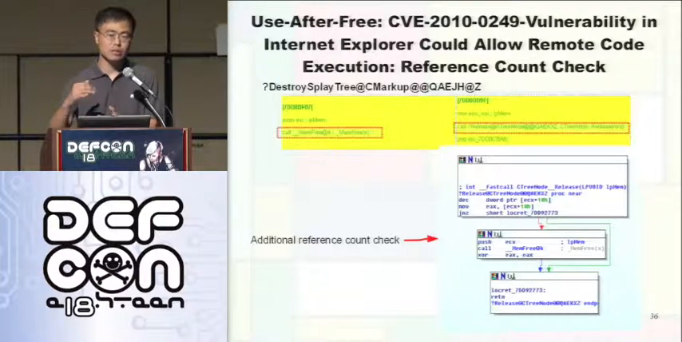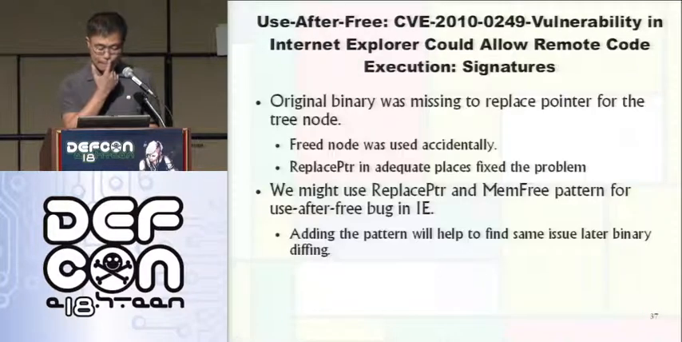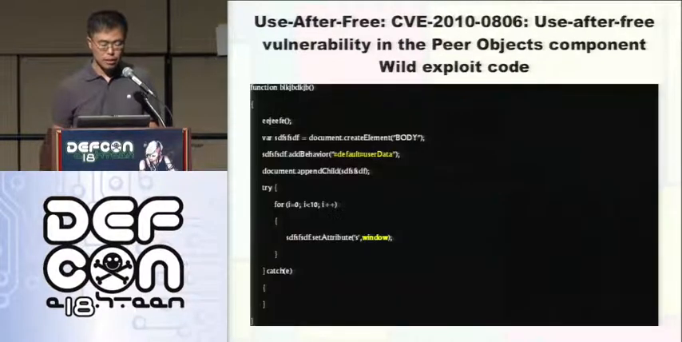So it's decreasing the reference count, and if the reference count is not 0, they just return, as if to say somebody is still using me. So it will not free the memory. When the reference count reaches 0, then it will free the memory. So, as I told, maybe you can use replace PTR or memfree or other patterns for use after free bugs. So let's talk about another use after free bug.